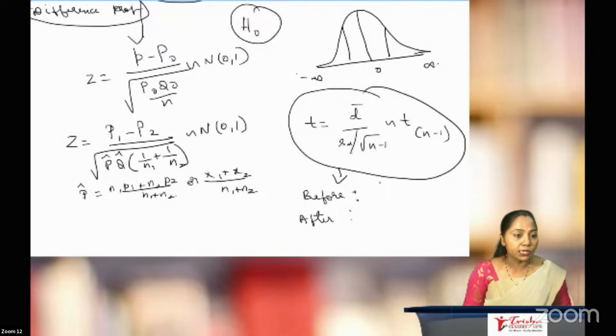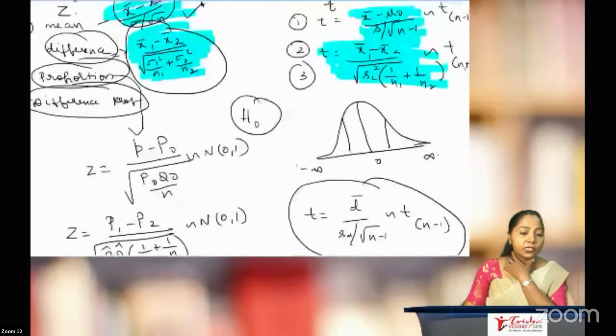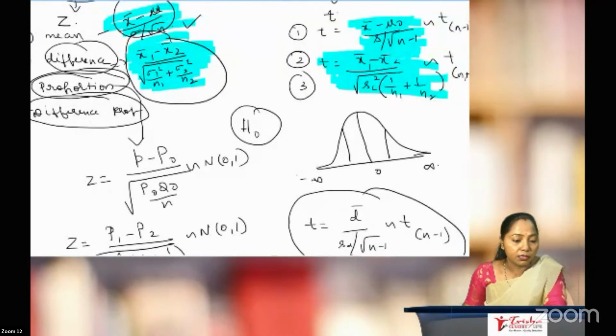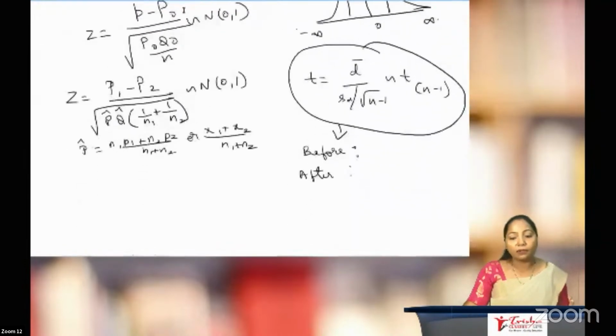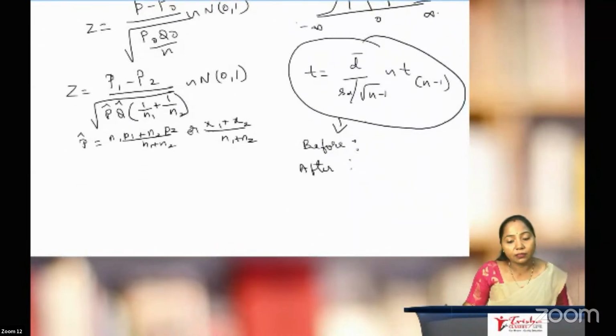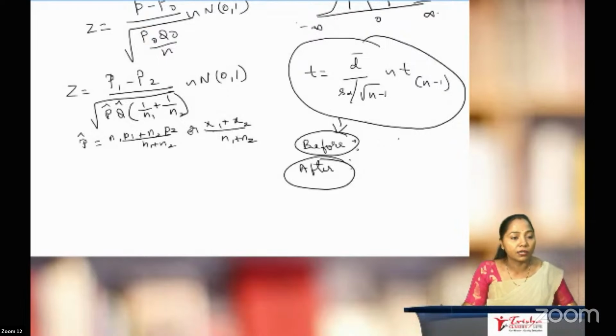Only chi-square test is for attributes. Mean test is for the measurable quantity. Under mean Z test, we have proportion test, which is again for attributes. Proportion test is for attributes, qualitative data. Mean test is for variables. Whenever before and after data is given, we go for T test. Paired T test: before coaching, after coaching; blood pressure of the patients before yoga, after yoga. So when such data is given, it is always paired T test.